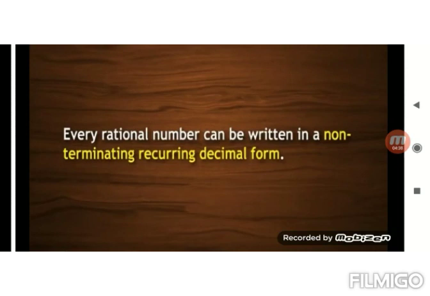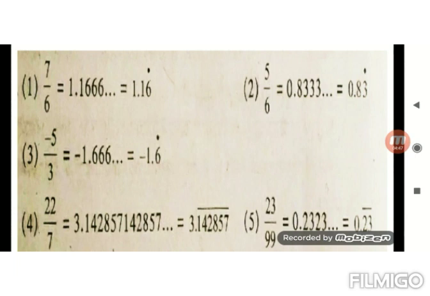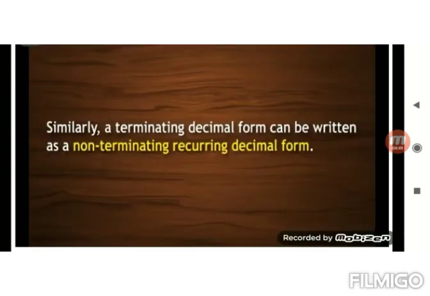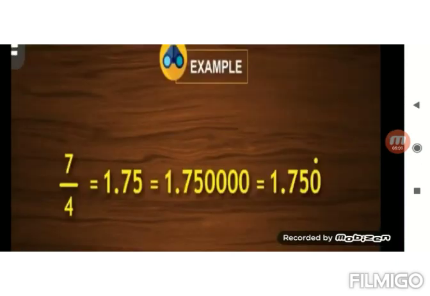We came to know that every rational number can be written in a non-terminating recurring decimal form. You can refer to these examples. Similarly, a terminating decimal form can be written as a non-terminating recurring decimal form. Example 7 upon 4, which is a terminating rational number. You got the answer 1.75. If you put zeros after these numbers, it will be converted into a non-terminating decimal.